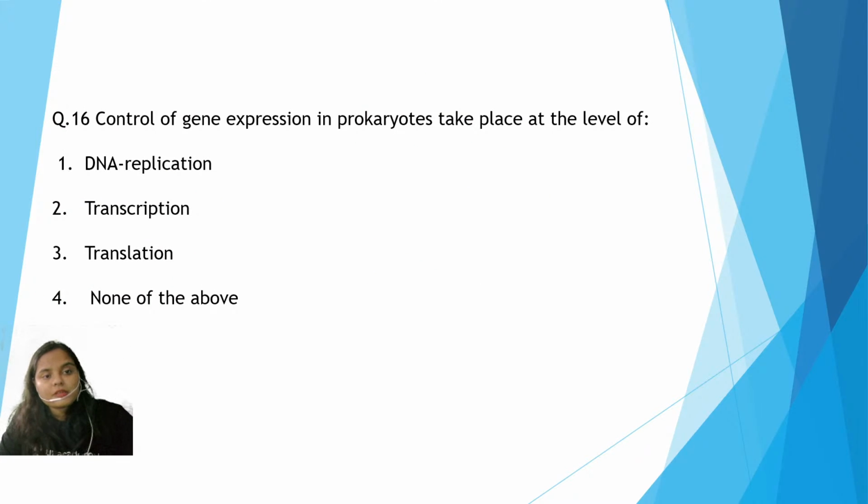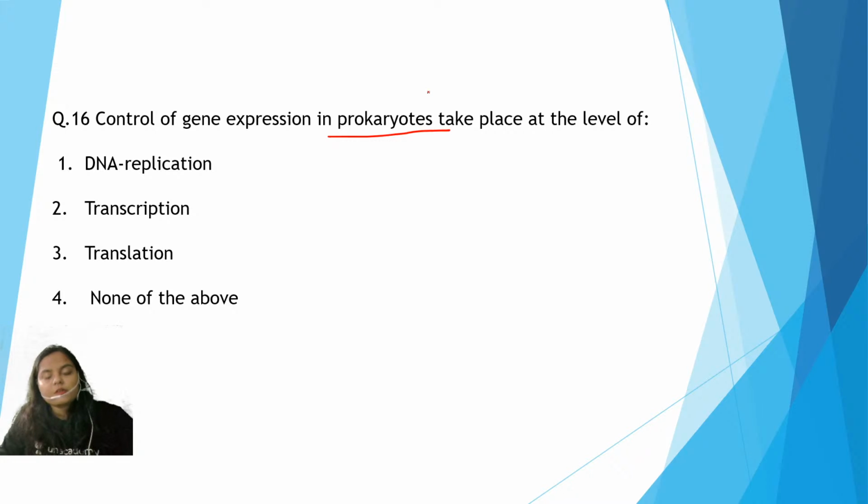Now, question number 16. Control of gene expression in prokaryotes takes place at the level of DNA replication, transcription, translation, or none of the above. So, control of gene expression in prokaryotes takes place at which level in case of prokaryotes?